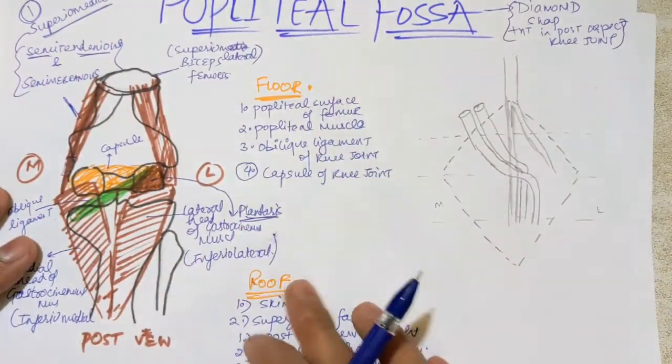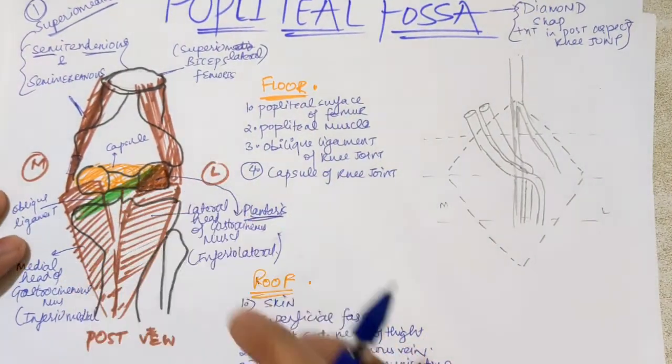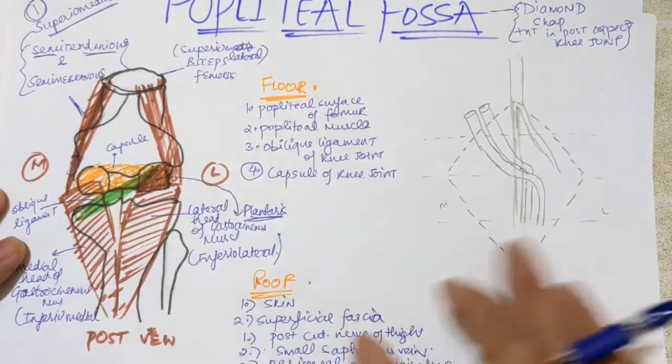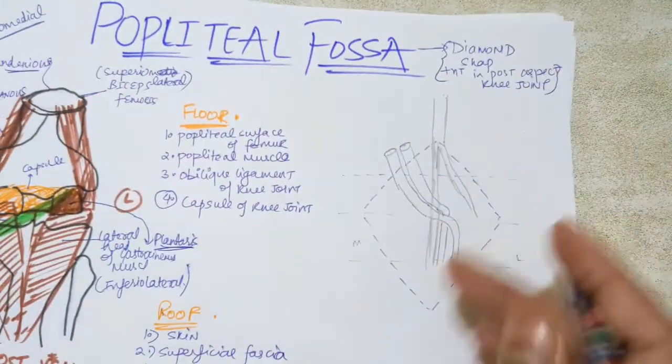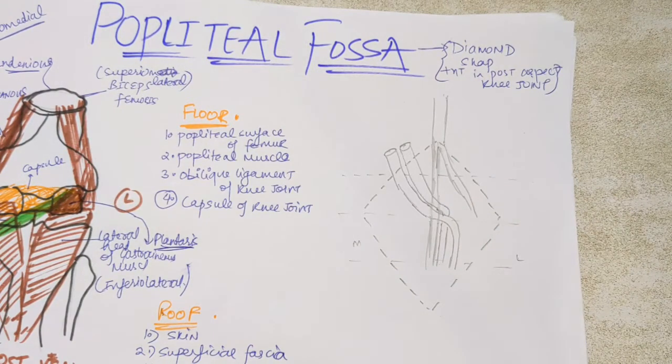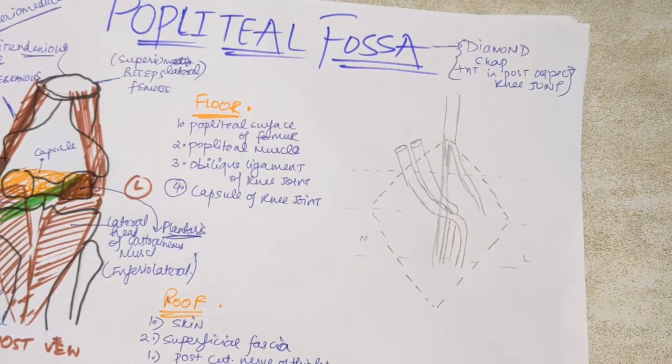So this was your floor, and this was your roof in the section of your popliteal fossa, and these were your boundaries formed by the different muscles. Now let's move on to the contents of this popliteal fossa. So first of all, the contents, we'll be seeing the contents.